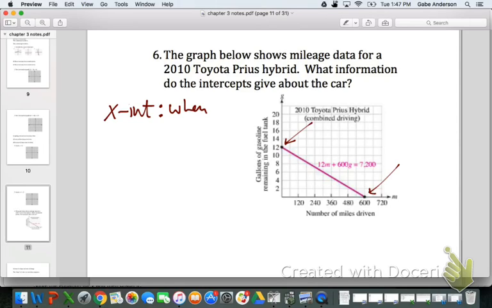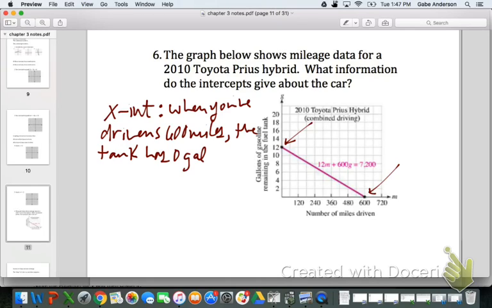We could say it backwards though too, couldn't we? After you've driven how many miles? 600. You have how much gas left? 0. That makes sense? Well said. I'll write it the way you said it second. So when you've driven 600 miles, the tank has 0 gallons of gas. So that's from right here.